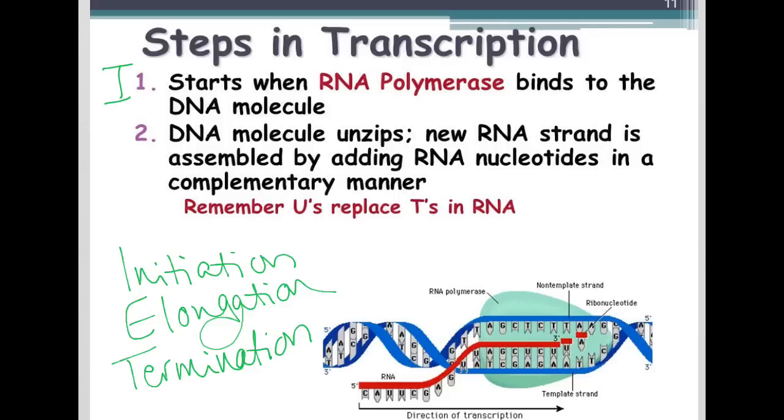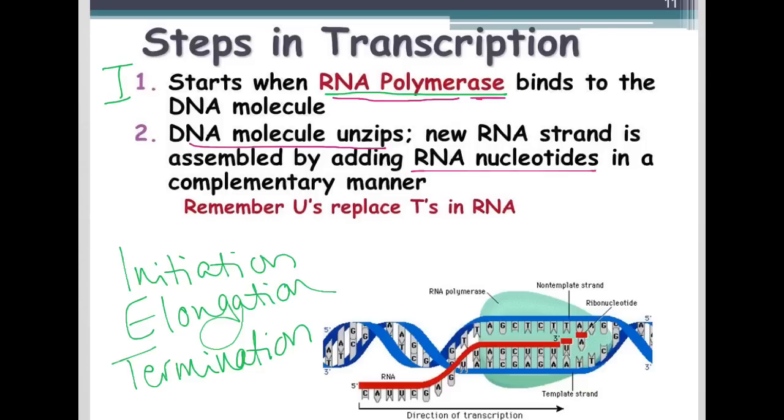Initiation starts when an RNA polymerase enzyme binds to the DNA molecule. RNA polymerase sounds exactly like a different enzyme we were just studying called DNA polymerase, and it's sort of similar. It's an enzyme, and it will make a polymer of RNA. And so after it binds to the sort of starting section of a DNA molecule, the DNA molecule will unzip, and a new RNA strand is assembled by adding RNA nucleotides in a complementary manner.